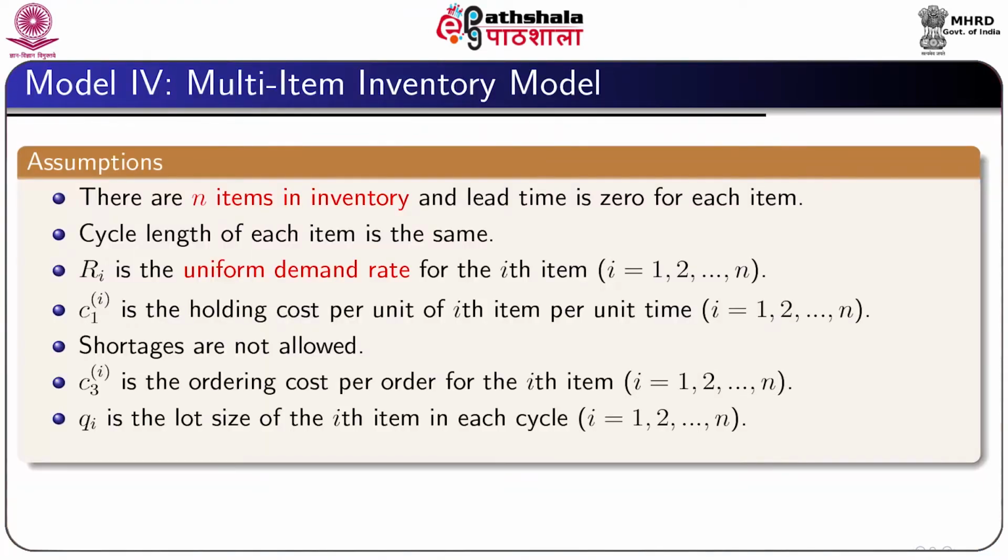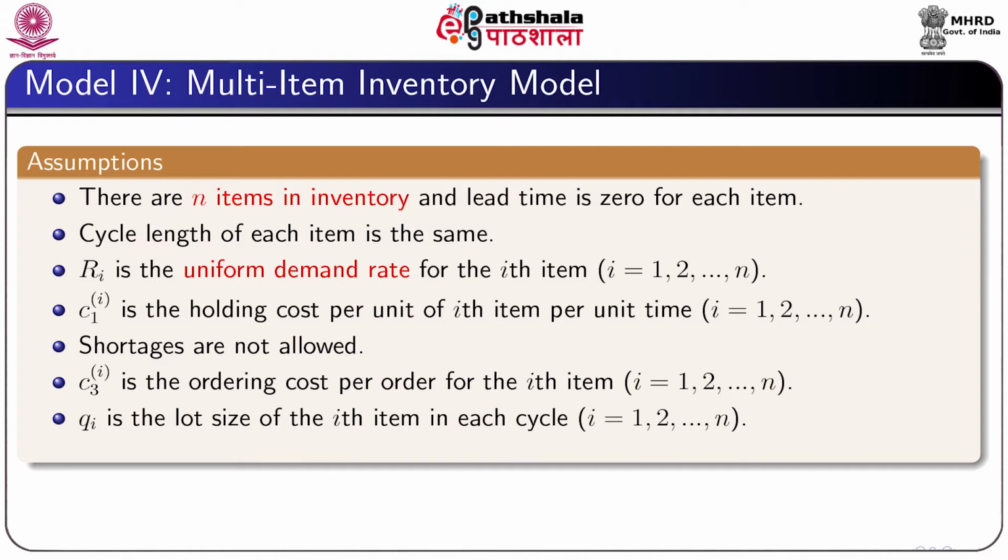Let us now start our discussion on model 4, which is the multi-item inventory model without restrictions. The assumptions of the model are as follows. There are n items in inventory and lead time is 0 for each item. The cycle length is the same for all items. Ri is the uniform demand rate for the ith item.